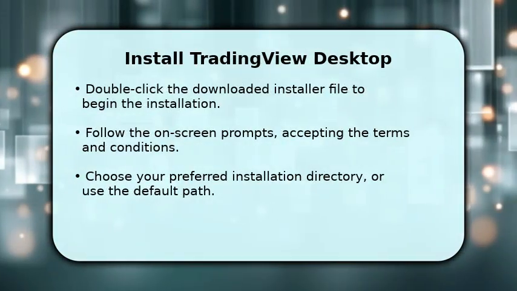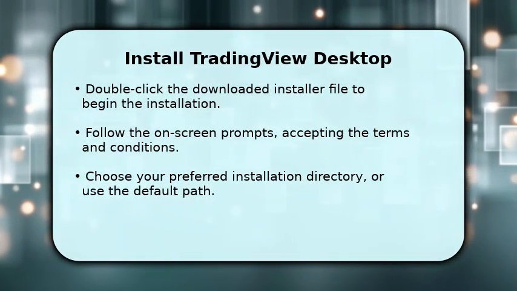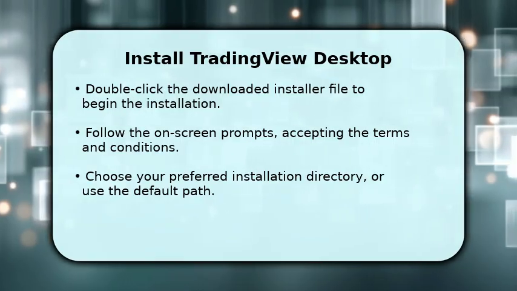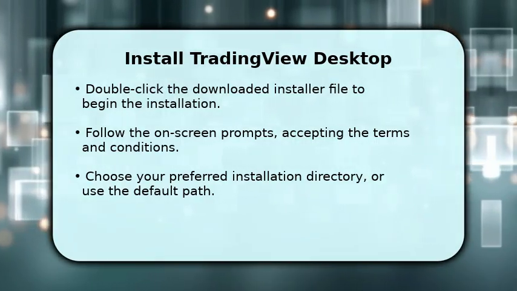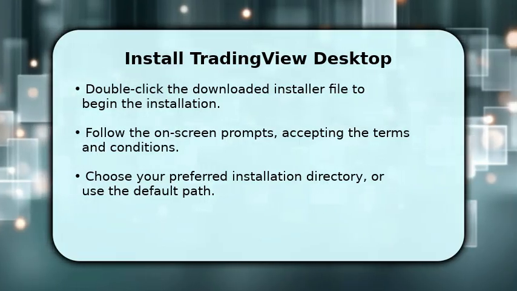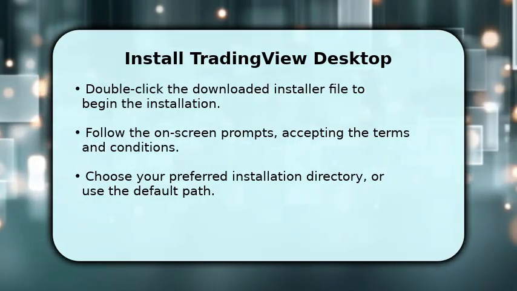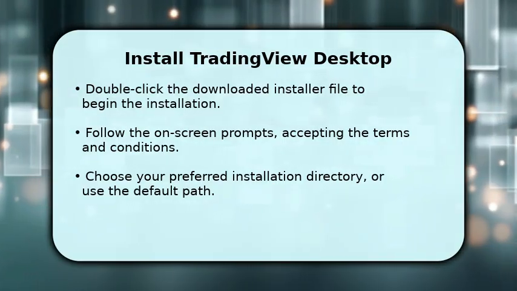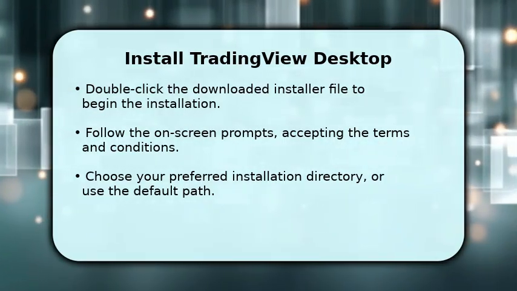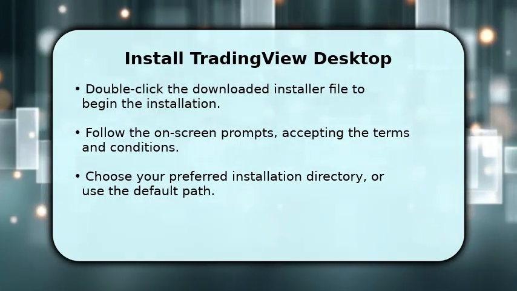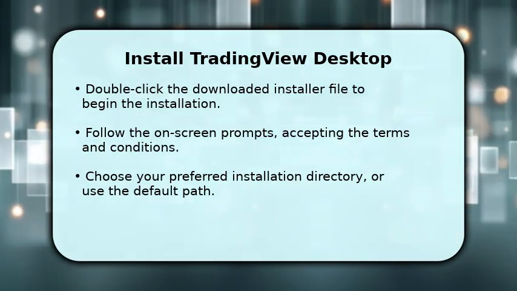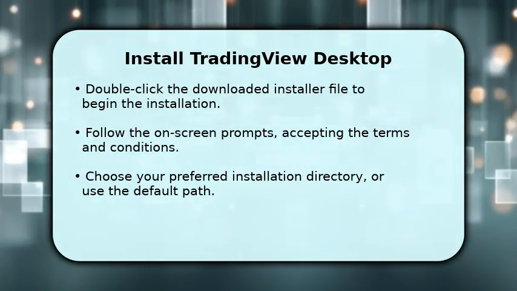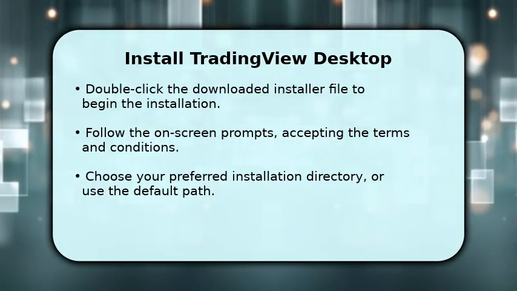Now let's install the application. Double-click the downloaded file to launch the installer. You'll be guided through a few simple steps. Make sure to read and accept the terms and conditions to proceed. You can choose a custom installation location or simply use the default path provided. The entire process is quite fast, often completing in under 1 minute, preparing your system for the platform.